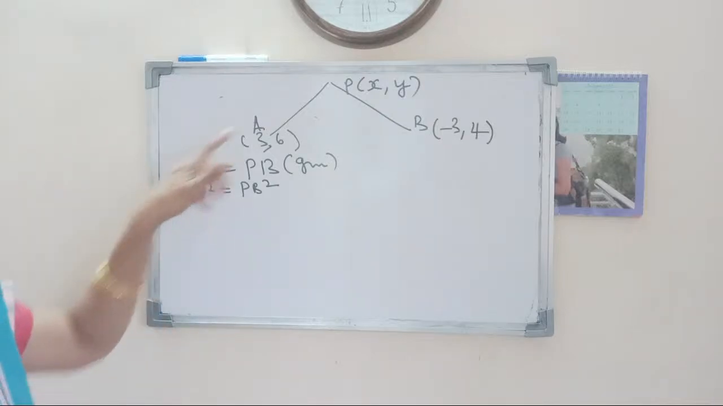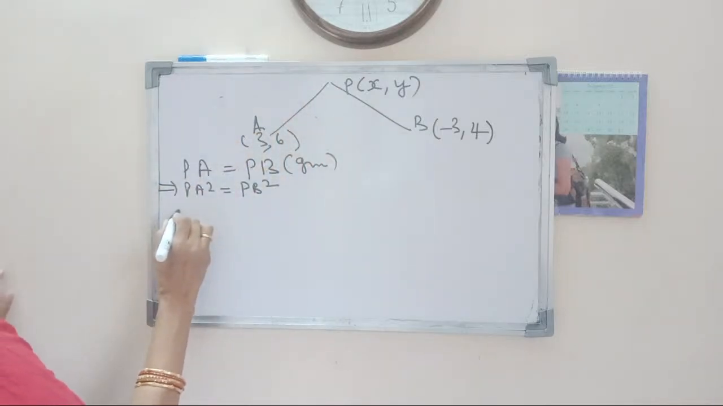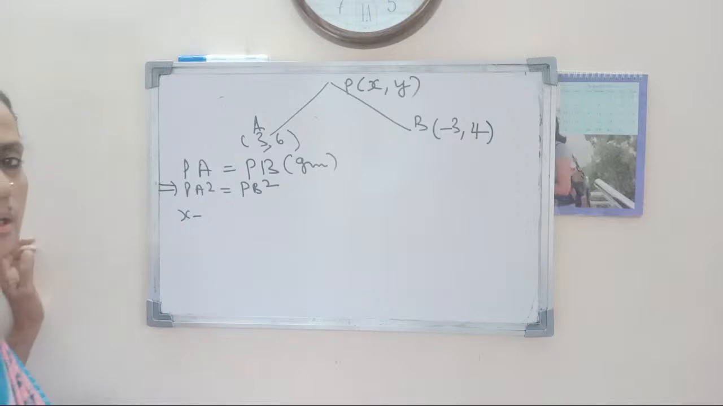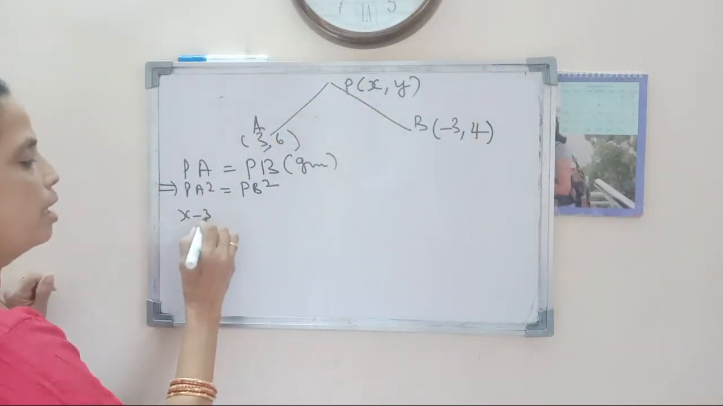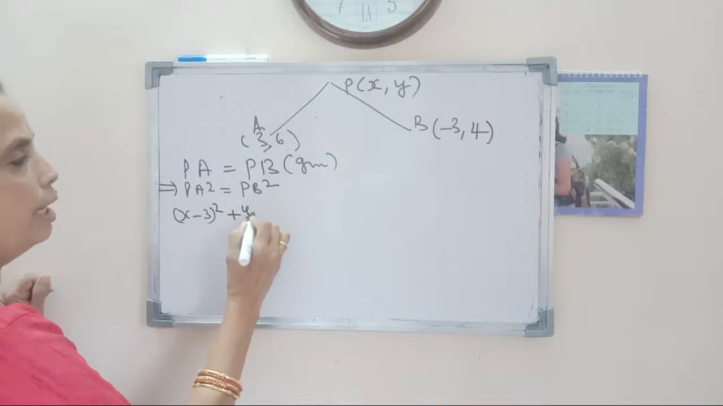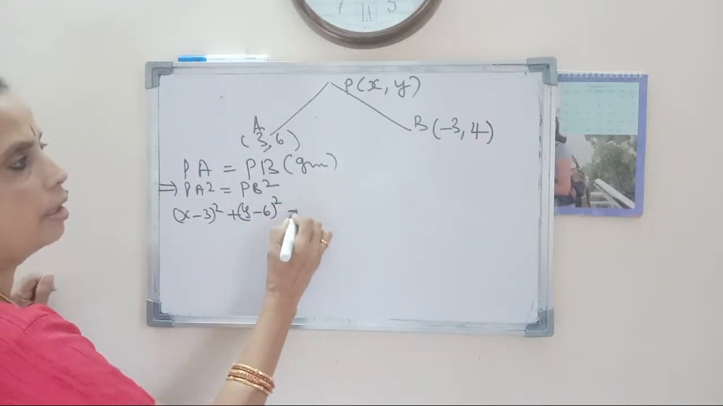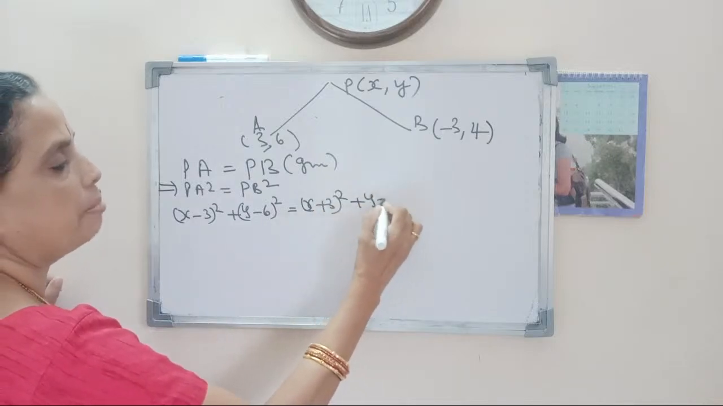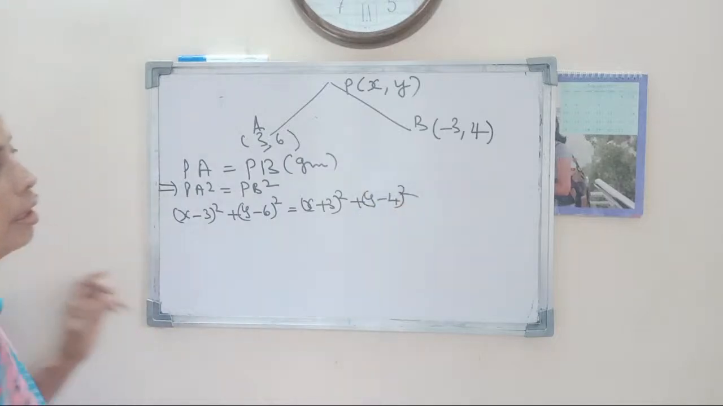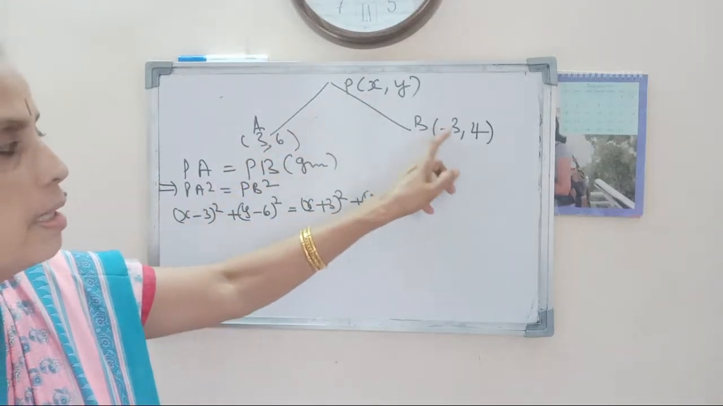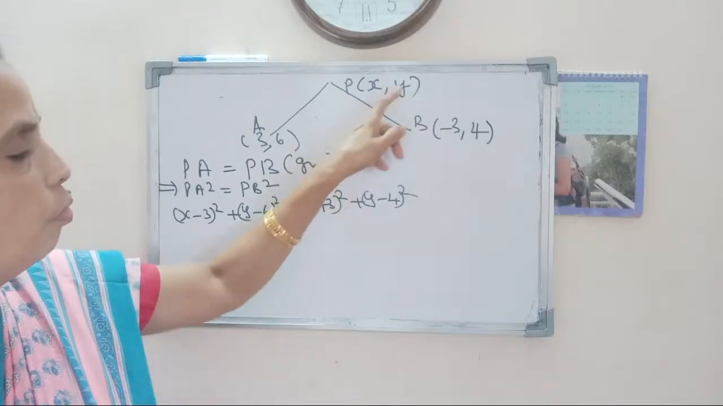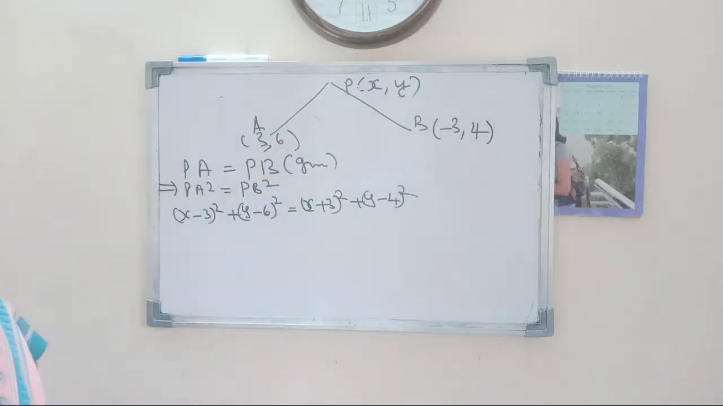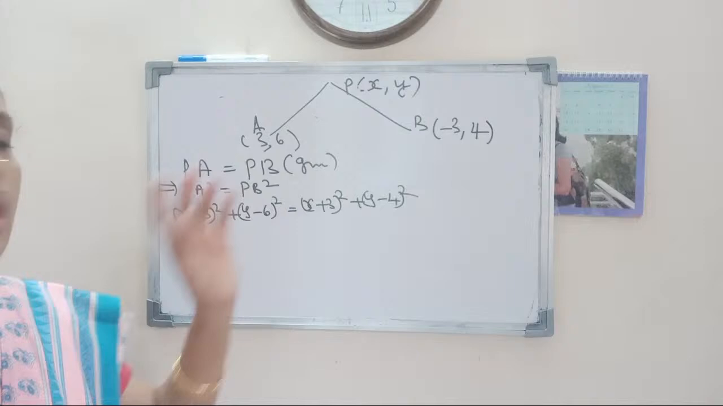Now PA, what will you get? You can take it like this also. We get (x minus 3) whole square plus (y minus 6) whole square equals (x plus 3) whole square plus (y minus 4) whole square. x2 minus x1, minus of minus becomes plus. y2 minus y1. Clear? Now start expanding it.